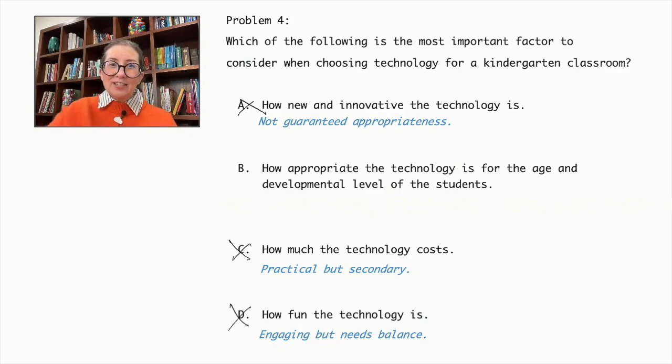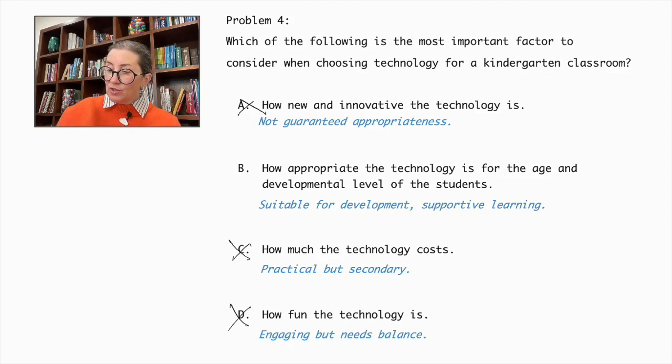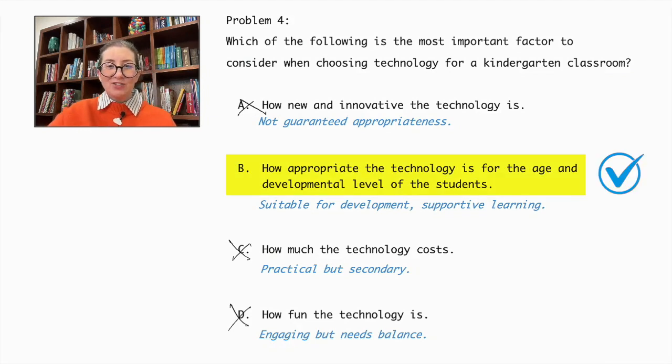The correct answer is how appropriate the technology is for the age and developmental level of the students. Ensuring that technology is suitable for kindergartners' cognitive, emotional, and physical development is crucial for fostering a supportive and effective learning environment. So B is the correct answer here.